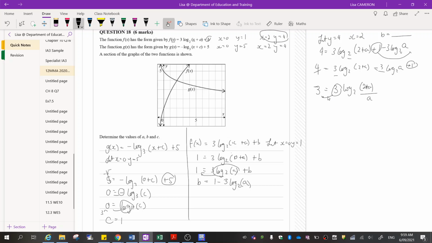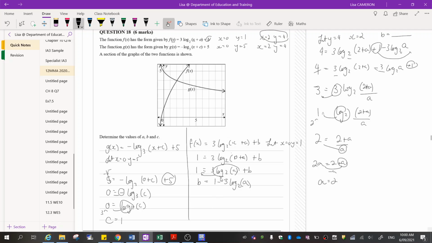Okay, so now I'm going to take this one over. 3 divided by 3 is 1, is equal to log base 2 of ((2 plus a) over a). Take this over by making 2 the base. It will become 2 to the power of 1, which is 2, is equal to (2 plus a) over a. Take this a up by multiplying. Now I've got 2a is equal to 2 plus a. Take this a across by subtracting. So now I've got a is equal to 2. So I've determined the value of a in that model.